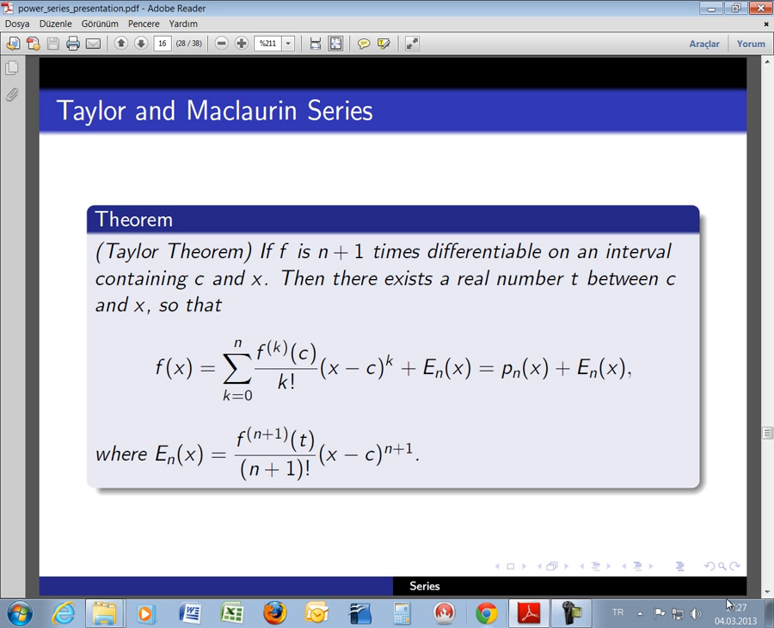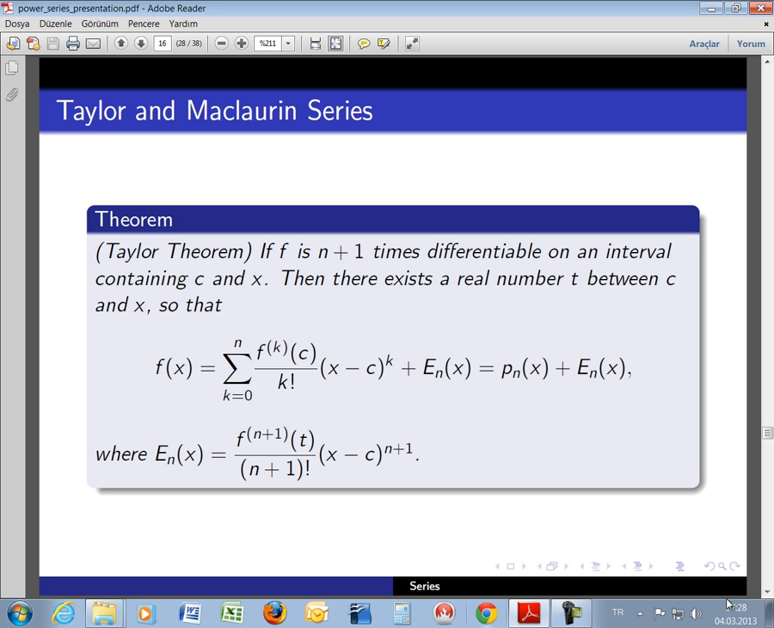But we have to be careful that the theorem guarantees some number between c and x, which is t, and E_n of x is the (n plus 1)th derivative of the function evaluated not at c but at t, where t, I want to remind you, is a number between c and x, over (n plus 1) factorial times (x minus c) to the power n plus 1.